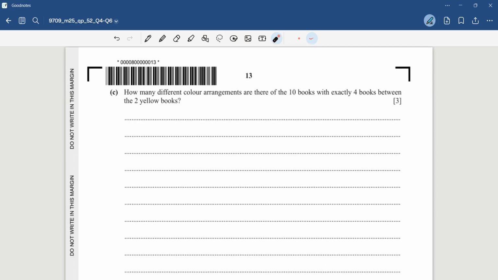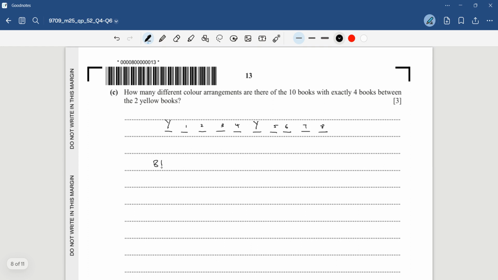And the last question, how many different color arrangements are there of 10 books with exactly 4 books between the 2 yellow books? Okay, we arrange the 10 books first. So 1, 2, 3, 4, 5, 6, 7, 8, 9, 10. So they said there must be 4 books between the yellow books. So here I put the first yellow, 1, 2, 3, 4, second yellow. Okay, so I got 1, 2, 3, 4, 5, 6, 7, 8.